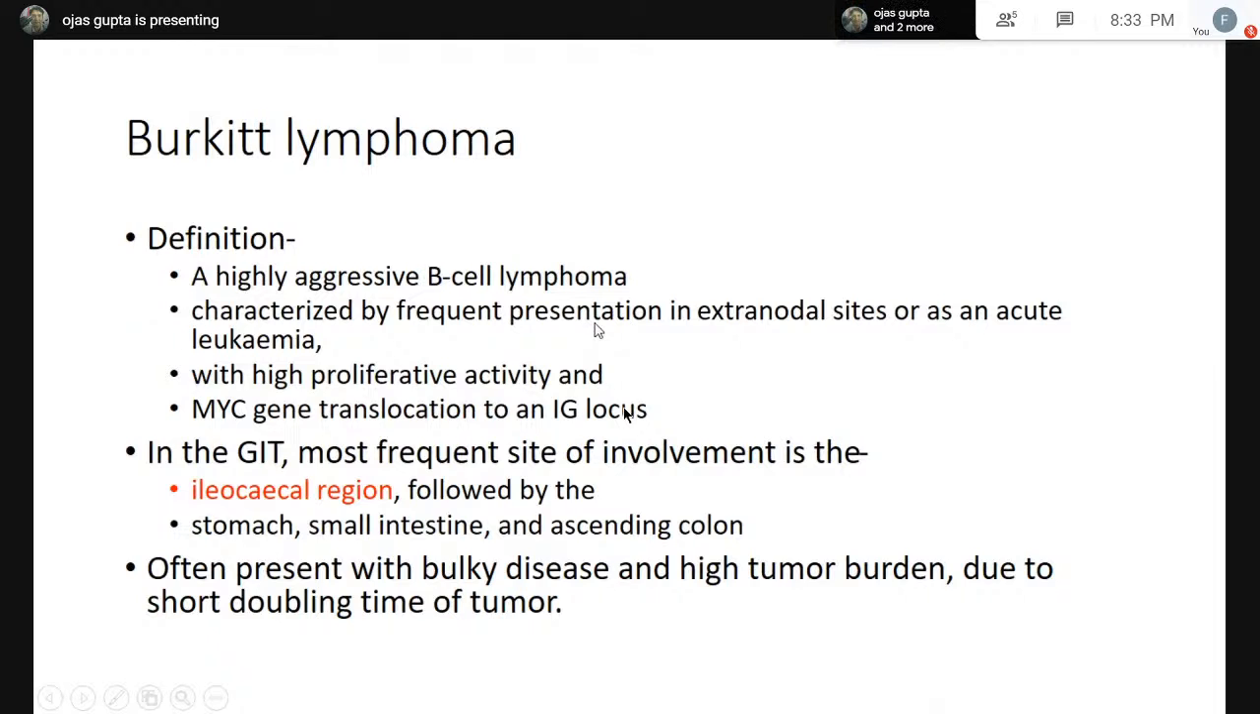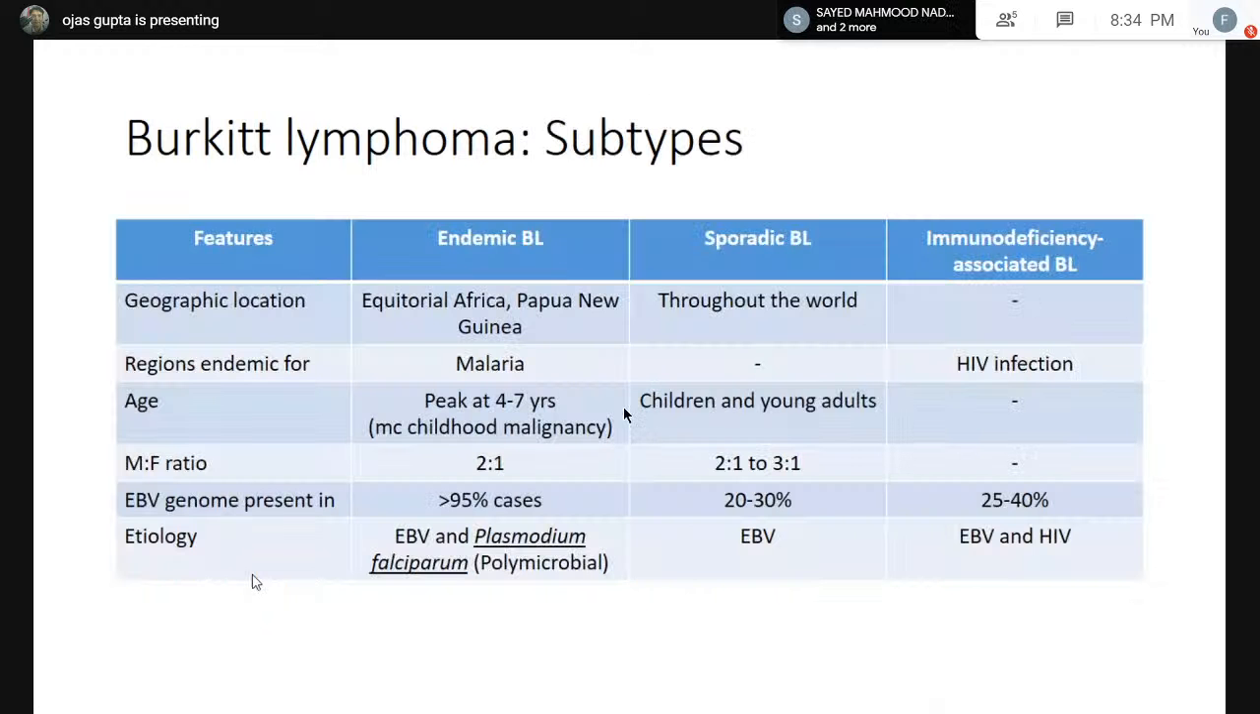It is characterized by frequent presentation in extranodal sites or as an acute leukemia. It has a high proliferative activity. MYC gene translocation occurs to the immunoglobulin locus, and in the GIT, the most frequent site of involvement is the ileocecal region, followed by stomach, small intestine, and ascending colon. They often present with bulky disease and very high tumor burden due to the short doubling time of the tumor.